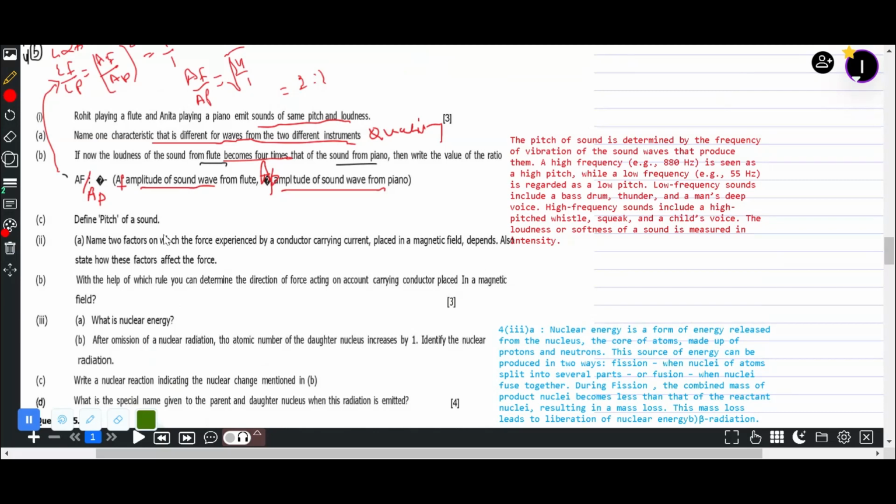Now the next one. Name two factors on which the force experienced by conductor carrying current placed in magnetic field depends. Also state how these factors affect the force. Now I'll tell you that force on conductor carrying current I in a magnetic field B with a length of L is actually IL cross B. Okay. L is the length element and B is the magnetic field, cross is the vector product.